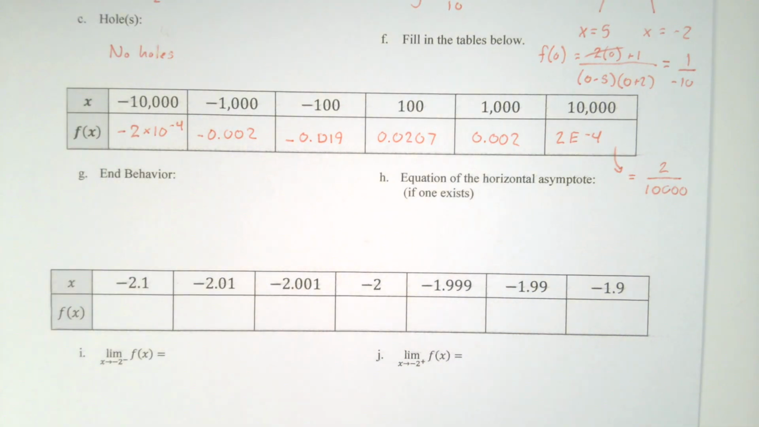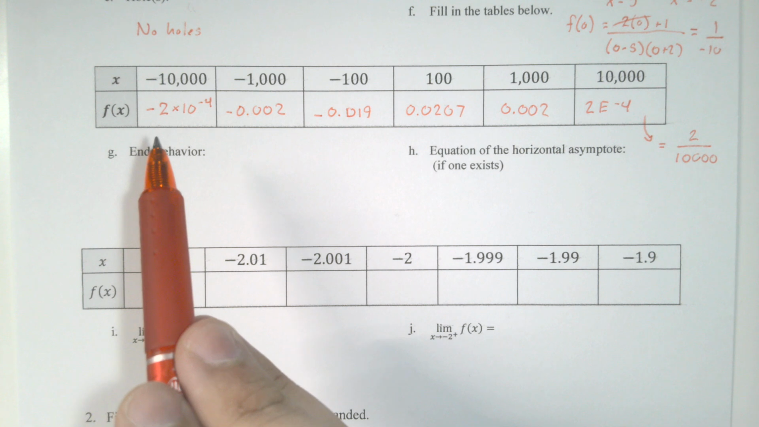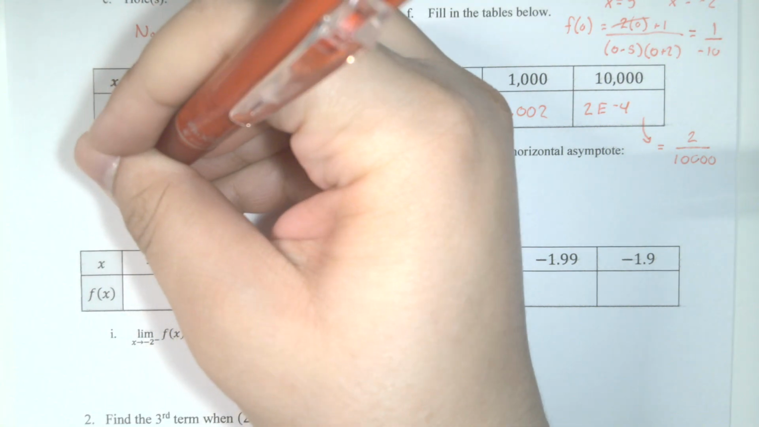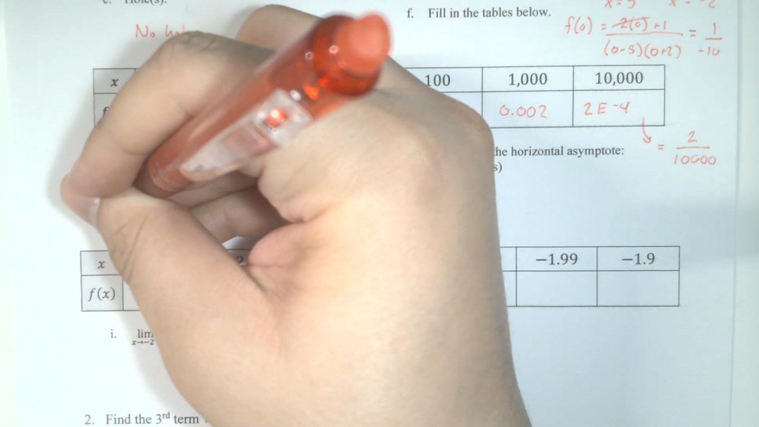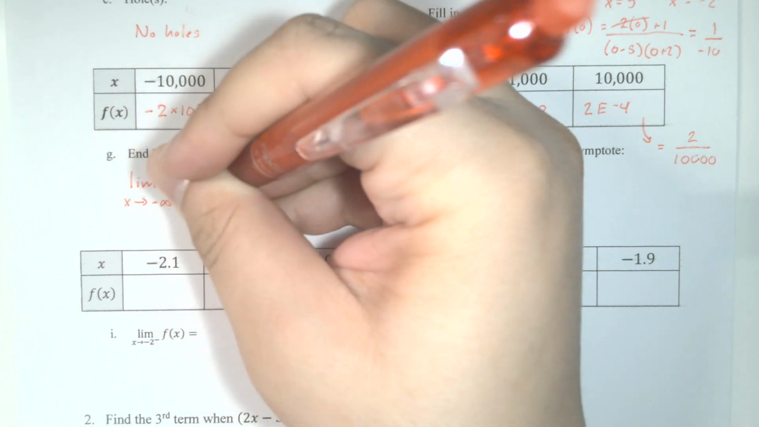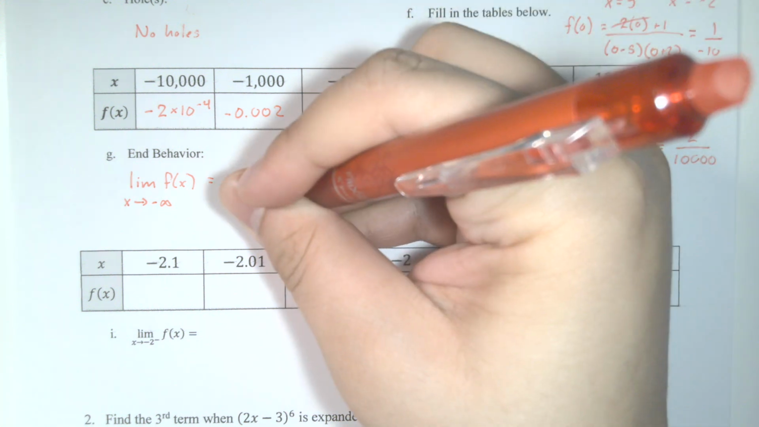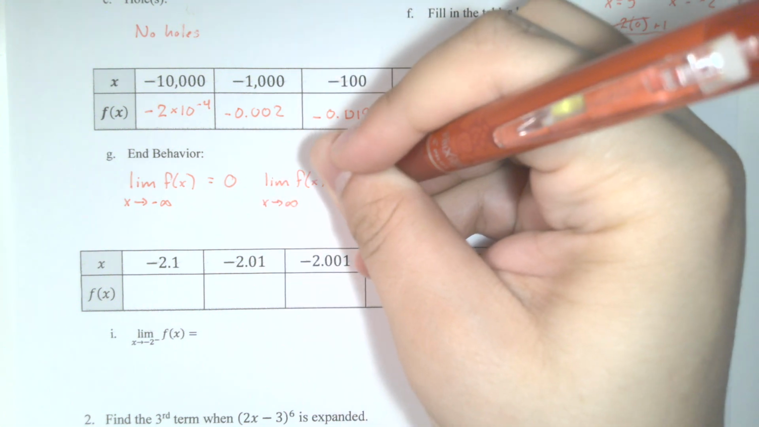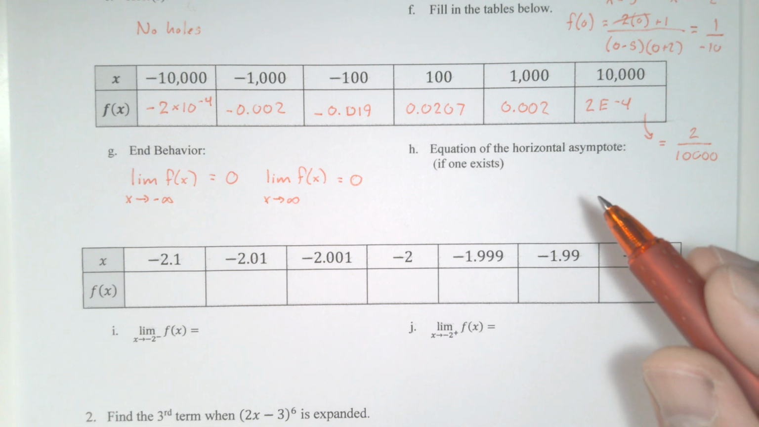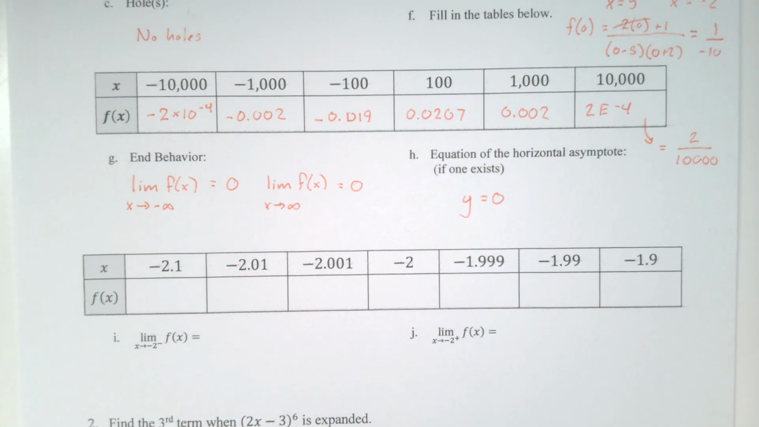And so just from that, we can tell that the end behavior, well, as we go to negative 10,000 for x, f of x, the y value, goes towards 0. And the same happens over here. And we can deduce that, according to the end behavior, the limit of f of x as x goes to negative infinity is equal to 0. And the limit of f of x as x goes towards positive infinity is also equal to 0. And so if we know that this is true, that means we can deduce that our horizontal asymptote is y equals 0.